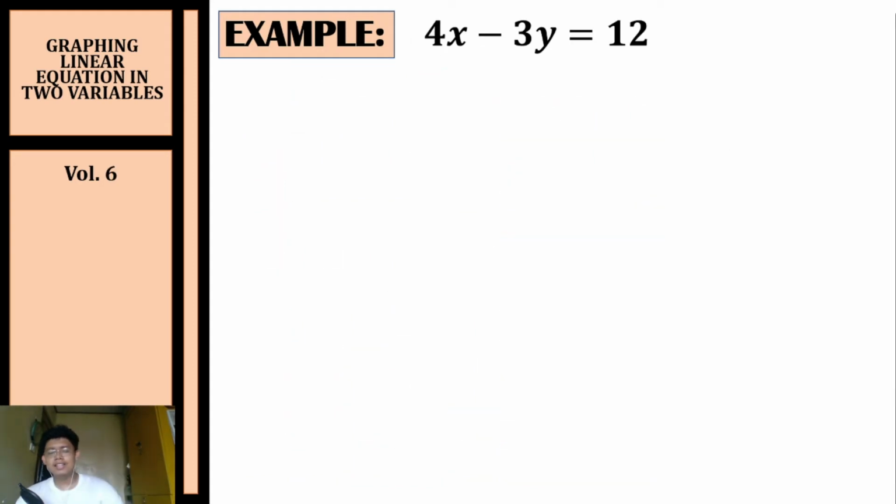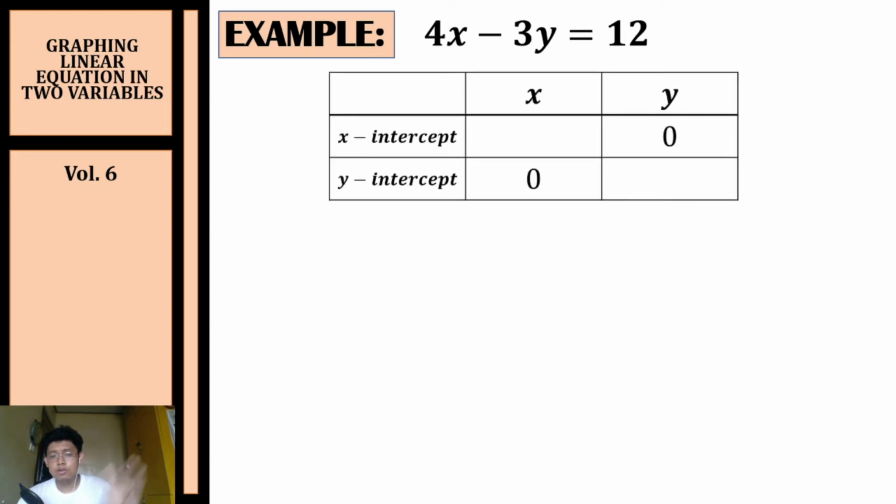Let's have another example. For example, we're going to graph the equation 4x minus 3y is equal to 12. The first thing we need to do is make sure that this equation is written in standard form. Since this is written in standard form, it is now time for us to find our x-intercept and y-intercept.